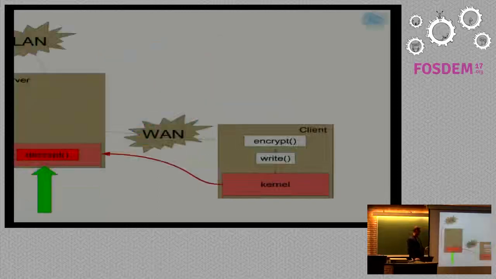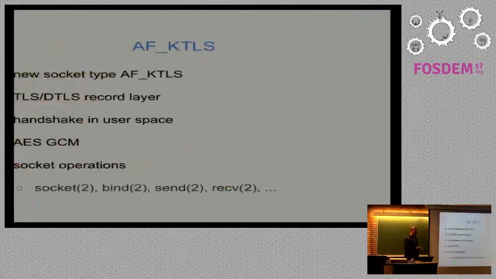AF_KTLS is a kernel module, so it sits in the kernel, and it does TLS and DTLS communication for you. It introduces a new socket type. It's called AF_KTLS, Address Family Kernel Transport Layer Security, and it implements the record layer of TLS and DTLS protocols. That means when you want to use AF_KTLS, you use your OpenSSL or GnuTLS library for instantiating the connection. So you do a handshake with the remote, and once you have a proper session, you pass all the key material into the kernel, and AF_KTLS does everything for you.